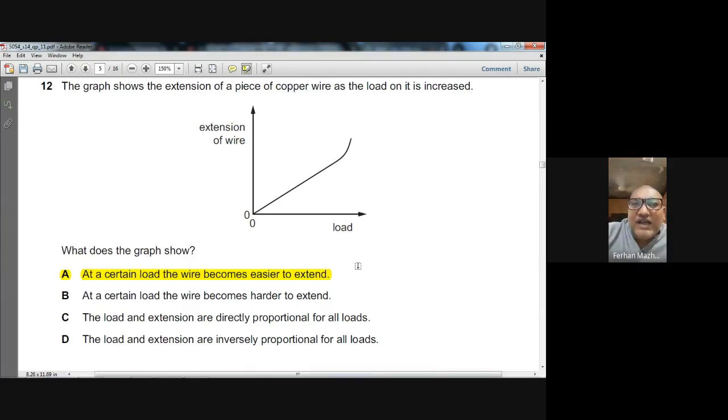At a certain load, the wire becomes harder to extend. No. The load and extension are directly proportional for all loads. No, they are directly proportional only up till the point when the graph was a straight line. The load and extension are inversely proportional for all bodies. That's wrong. They are not inversely proportional.